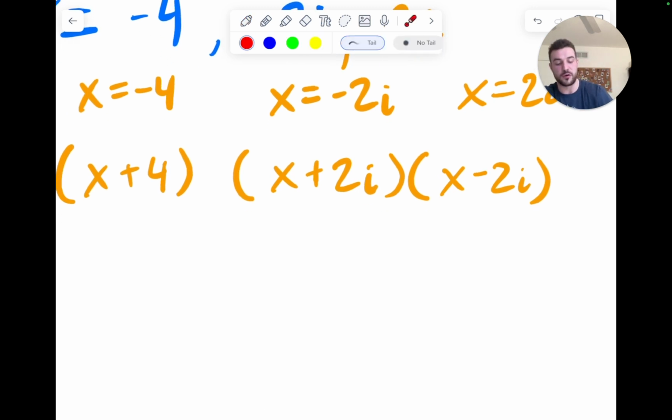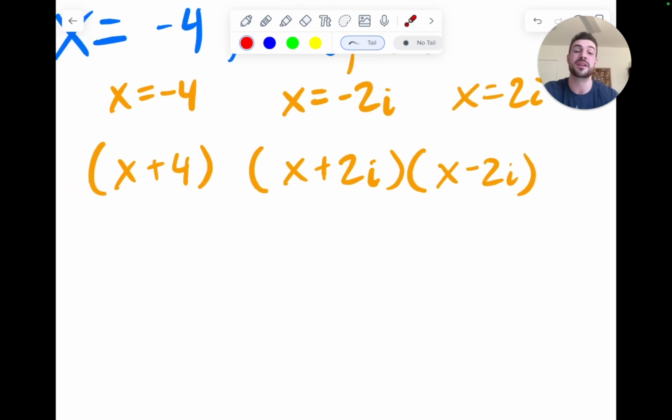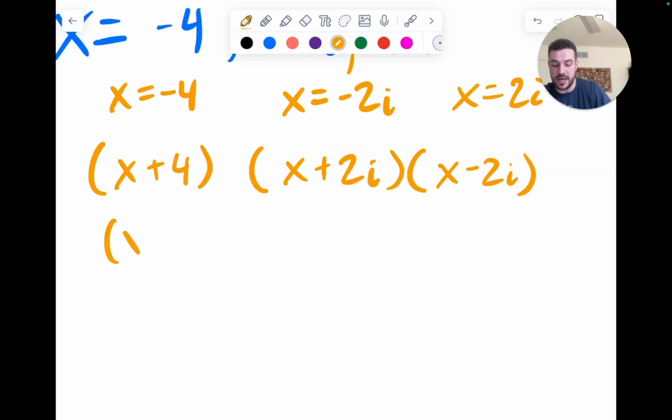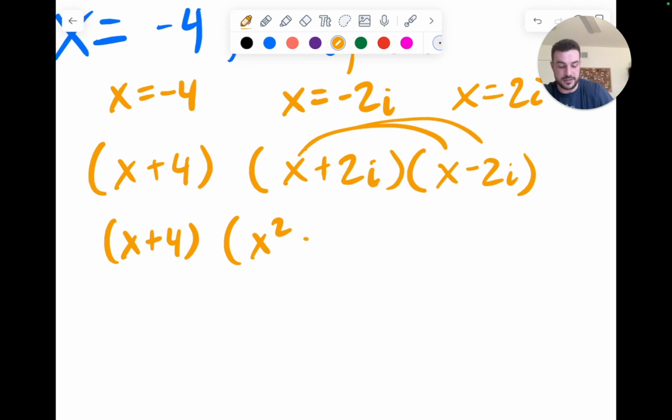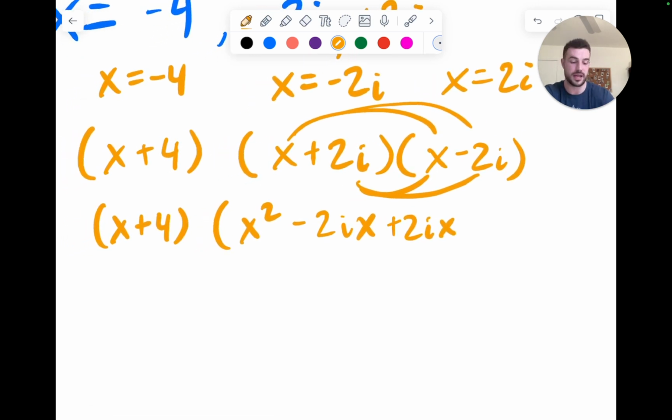Now, just like before, these two are interesting. They're a little bit different because they've got i's, so I'm going to deal with them first. I'm going to multiply these two together. So I still have my x plus 4 in the beginning, but I'm going to do x and x, which is an x squared. X and a -2i is a -2i times x. A positive 2i times x. And then I'm going to have a positive 2i times a -2i. A positive and a negative is a negative. 2 and 2 is 4, and then I've got an i squared.